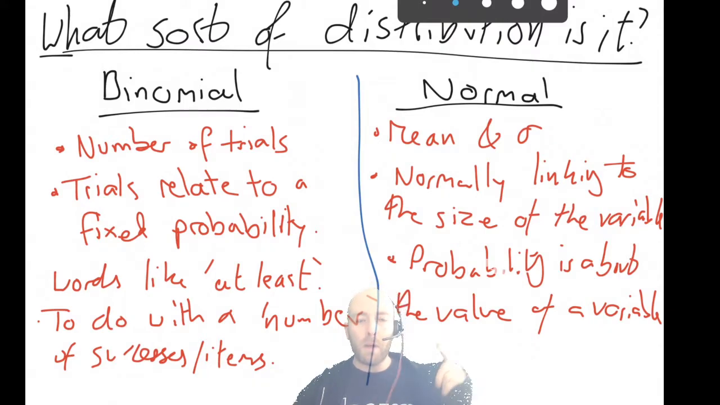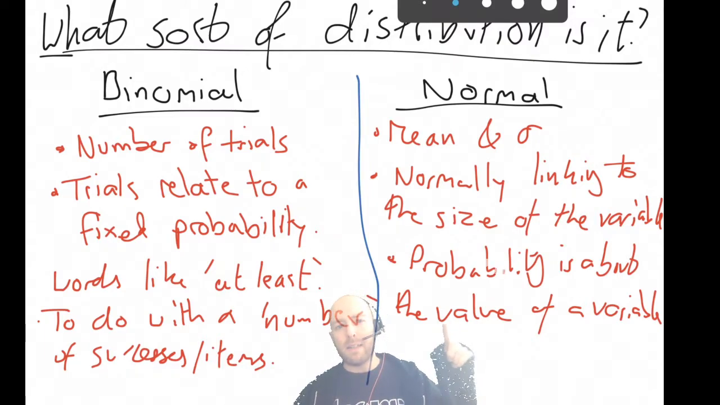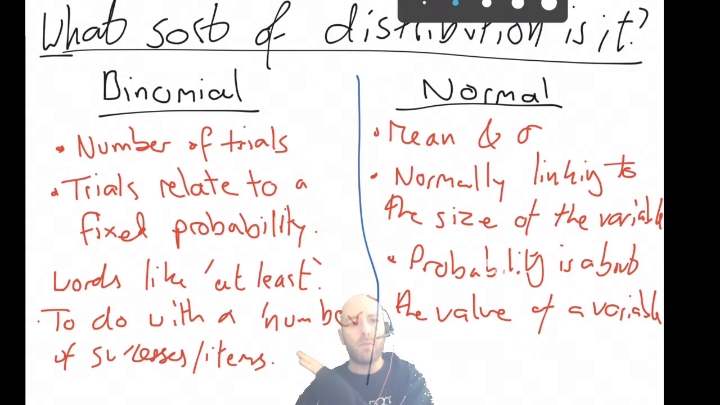So with binomial, the trials or the number relates to a fixed probability. It's to do with a number of successes or items. Whereas with normal, the number relates to the size of the variable. So anything you do in normals is relating to the actual value of a variable, whereas binomial is a number of wins. So always number of wins or number of trials. This one's more talking about what the actual values of variables are.